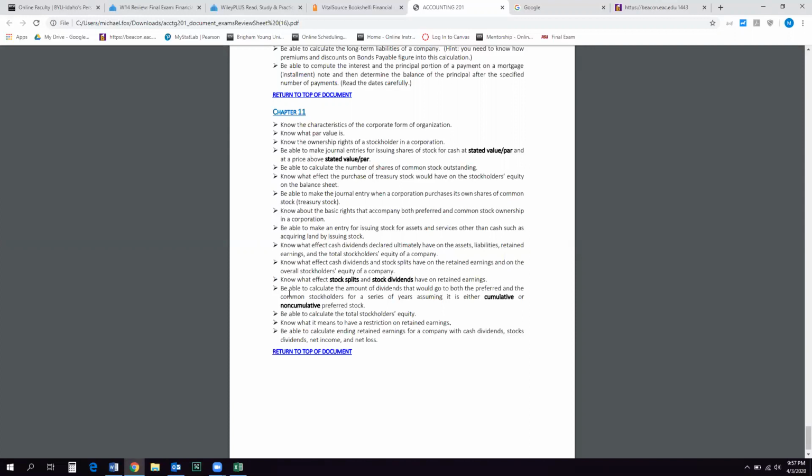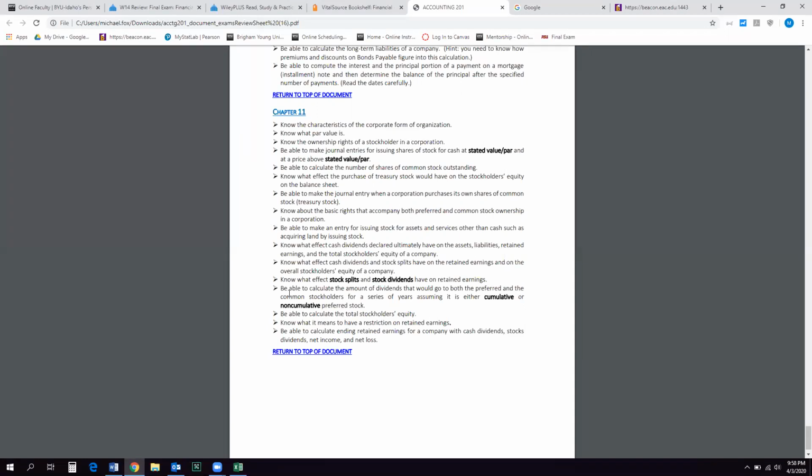Be able to calculate the amount of dividends that would go to both preferred and common stockholders for a series of years, assuming it is either cumulative or non-cumulative preferred stock. So what you have to recognize here is, first of all, companies figure out a certain amount of dividend they're going to pay, a certain amount of cash they're going to pay out as a dividend. That's the first thing that happens. Second, recognize that preferred shareholders are going to get their dividends first, and anything left over is going to go to the common stockholder. Third, recognize the difference between cumulative and non-cumulative preferred stock, and read carefully as you're reading through, because they'll try to trick you.